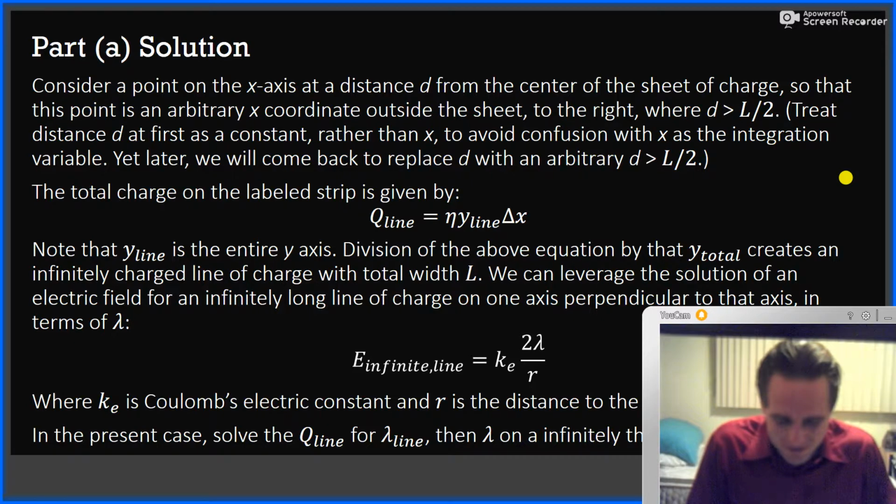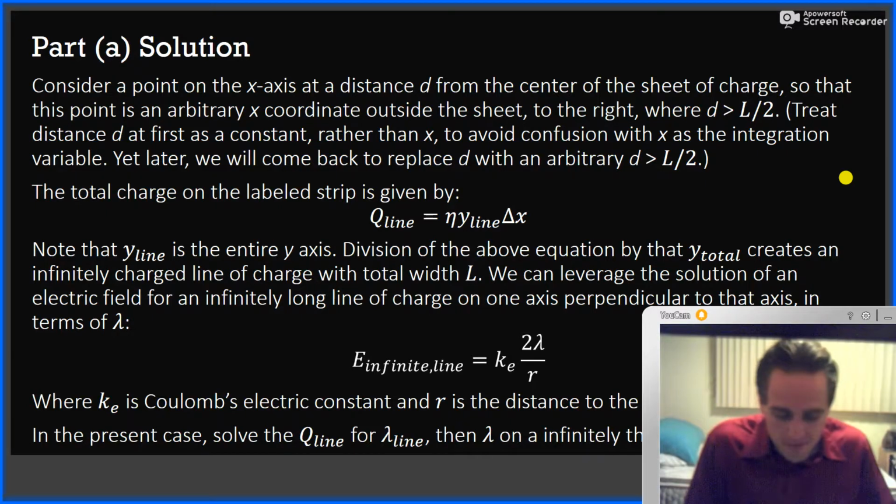That was problem 66. So what I meant to say is an infinitely long sheet of charge of width L lies in the xy plane between x equals negative L over 2 and x equals L over 2. The surface charge density is eta. Derive an expression for the electric field E vector along the x-axis for points outside the sheet. In other words, x greater than L divided by 2. So x larger than 1/2 the sheet width.